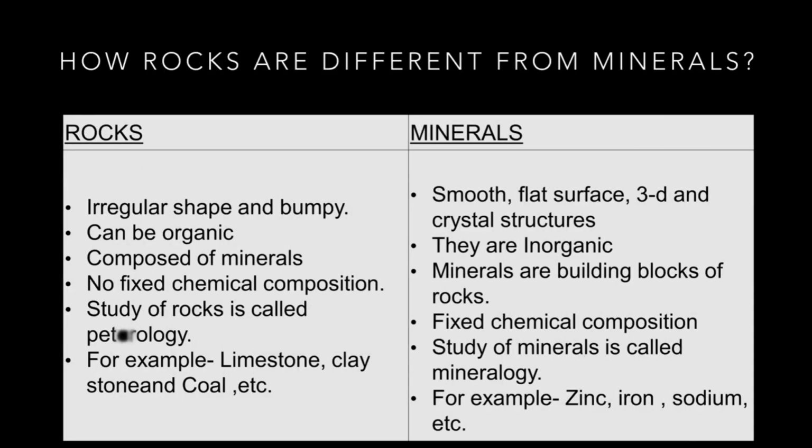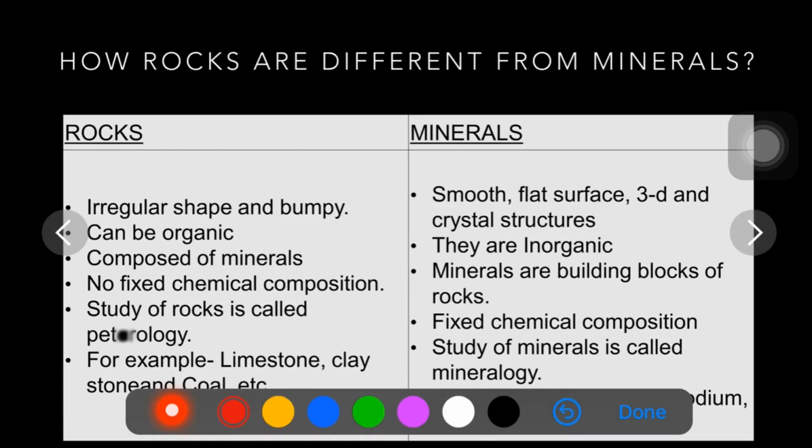Now that we know about the basic features of rocks and also the basic description of minerals, it's time to learn how rocks are different from minerals. If we are given an example of two elements, how can we identify that one is a rock and the other is a mineral? So there are 6 pointers given here. First, rocks are irregular in shape and bumpy in nature, whereas minerals have smooth, flat surfaces, 3D and crystal structures.